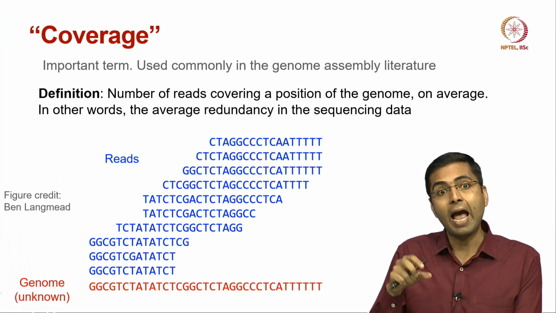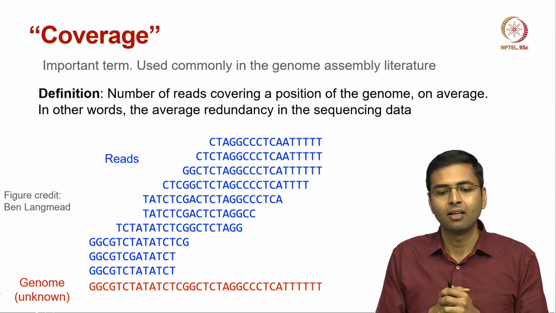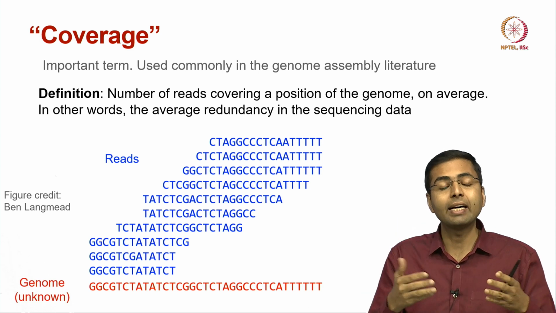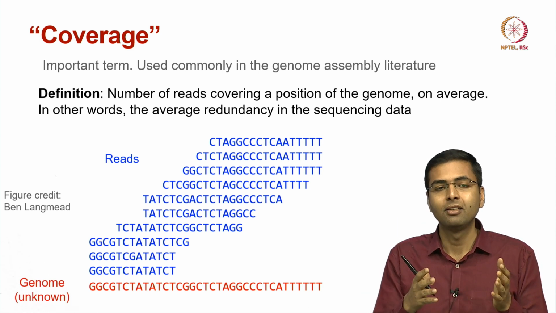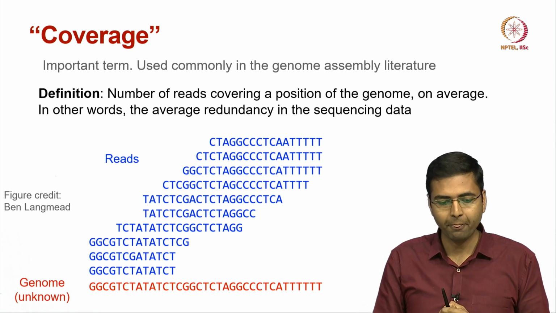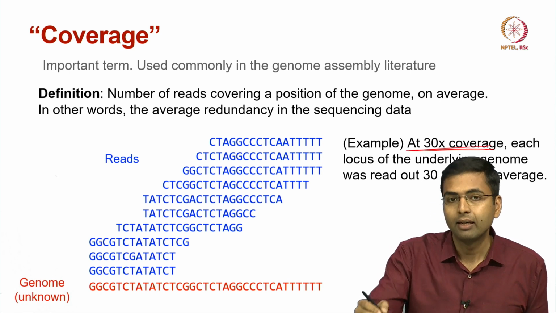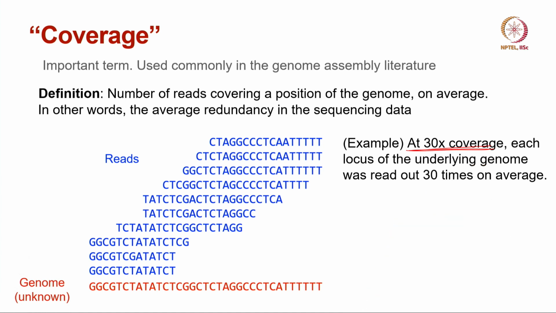In other words, you can think of it as the average redundancy in the sequencing data. Normally we want to ensure that there is redundancy, because we are going to look at suffix prefix overlaps among the reads. That naturally implies that we need some level of redundancy in the data, so that we can assemble the genome accurately. For example, if I am sequencing at 30x coverage, 30x coverage implies that each locus of the underlying genome was read out 30 times on average. That would mean that on average each base of the genome is read 30 times in my input data.